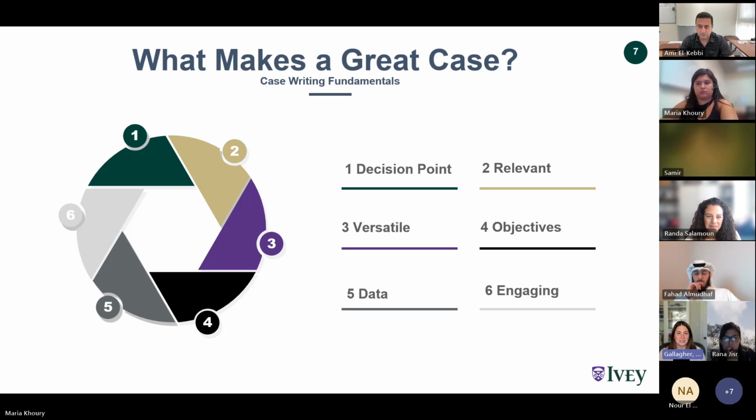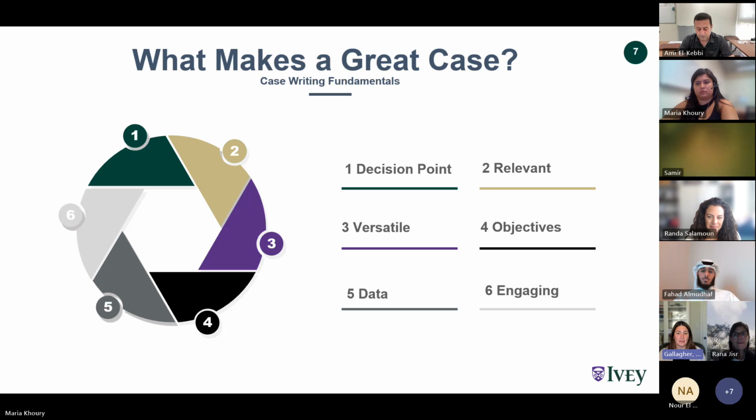Objectives. So these are your teaching and learning objectives, and making sure first that the case meets those, but second that your decision point and your objectives are clearly aligned. You want that alignment to happen. Without that alignment, the case is probably not well written. So when you're writing your case, think about your decision point, write out your learning objectives, and then start truly writing out the rest of that case.